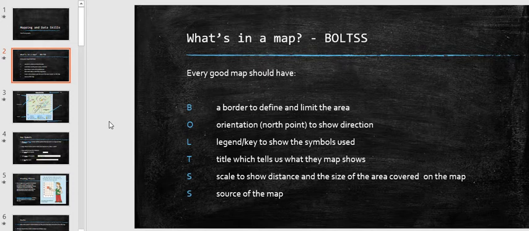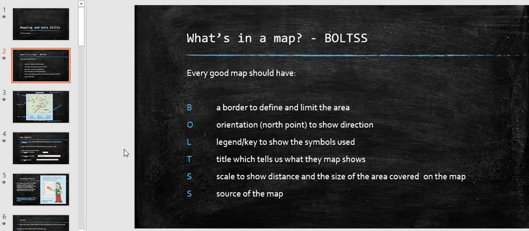So first, what's in a map? We've been saying the word BOLTS, which stands for a border, an orientation, a legend, a title, a scale, and a source. So a border is used to define and limit the area. The orientation shows the direction of the map. Now this will usually be a north arrow pointing north on the map.